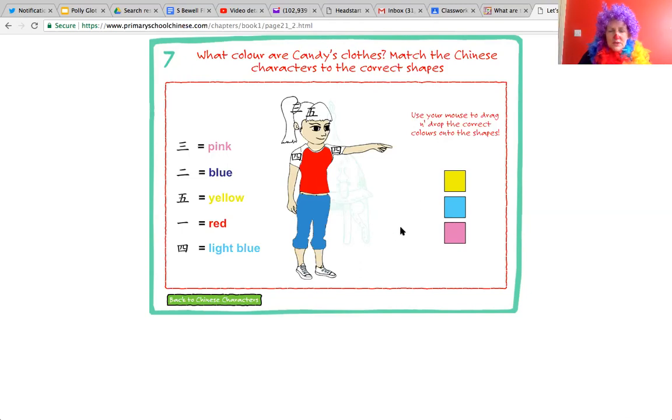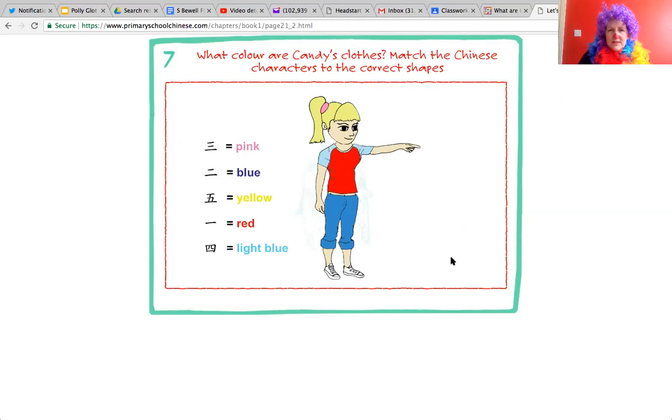I think we'll do her hair first with number 5. Let's colour in her hair. And then there looks to be a number 3, her hair bubble. And then lastly, number 4. So 4 would be light blue. Let's see if we're right.